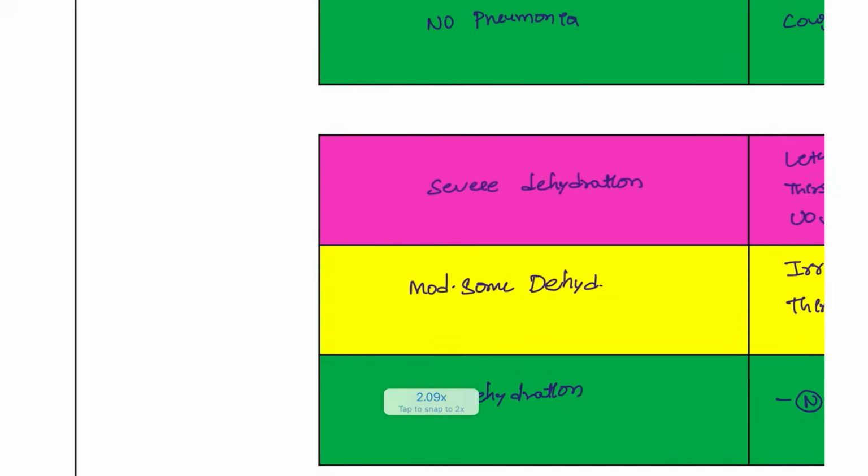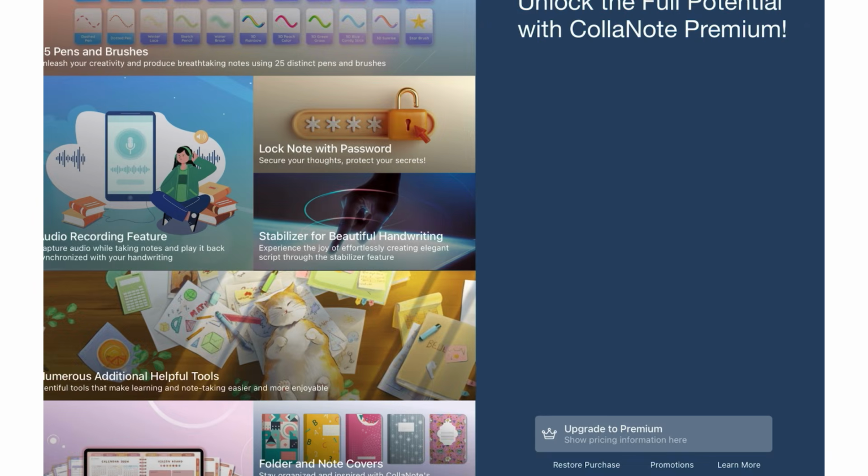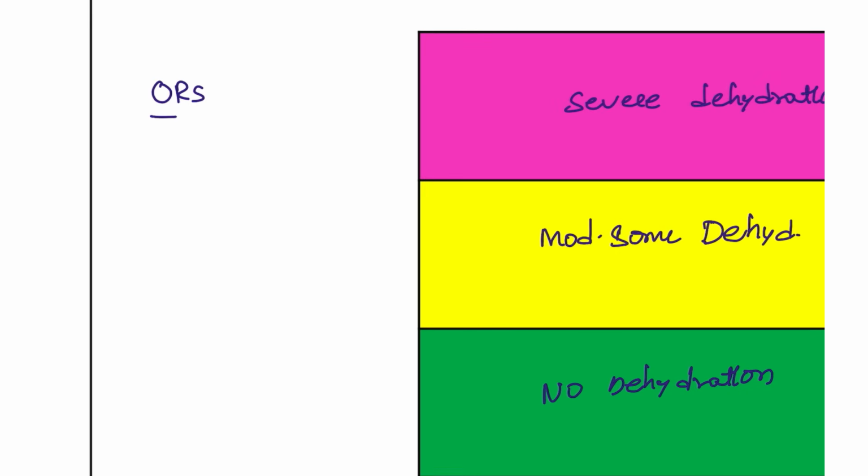Next, what is ORS? What is the ORS formulation? ORS will work by the help of SGLT2. In the kidney, it is going to work by SGLT2 with the help of, for example, sodium and glucose. Both are consisting of 75, 75, and this is also 75.